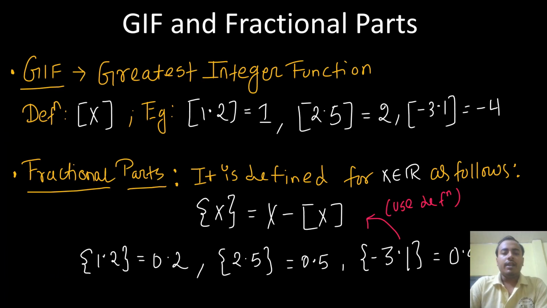Okay. Next, we have GIF and fractional parts. So the greatest integer function is simply defined like this. You can go through this. You already might know this. Box of 1.2 is 1. Box of 2.5 is 2. Box of minus 3.1 is minus 4.